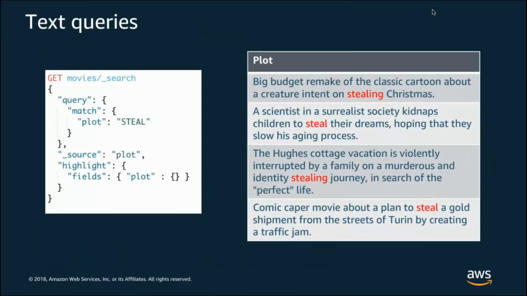And we can see here an example of a text query. I have a query for steel in the plot, and I'm just showing the plots that come out. You can see steel is in all caps, but we're matching lowercase things. We also are matching steel and stealing in different search results. So this is all of our text analysis at work.